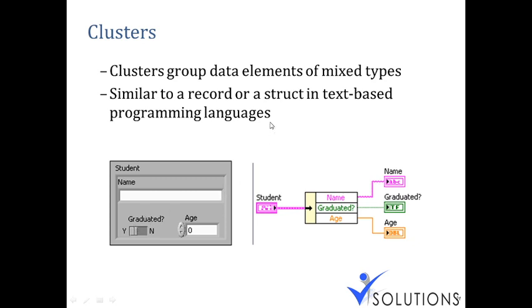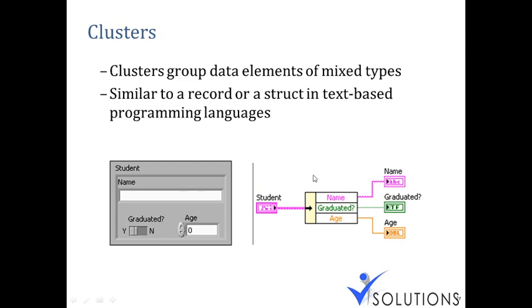So it is more similar to a record or struct in your textual programming language, where it can collect multiple data types. And one advantage of clusters is, rather than passing these informations in your block diagram as individual data, like your name or your graduated or age, this record information, when you are trying to pass it, you will have multiple wires, right? By using them as a cluster, you'll be using only one wire. This one wire will carry all the informations together, and you can use some functions. I'm going to show you in upcoming slides how these functions can be used to break the data, or to assemble the data into your cluster.